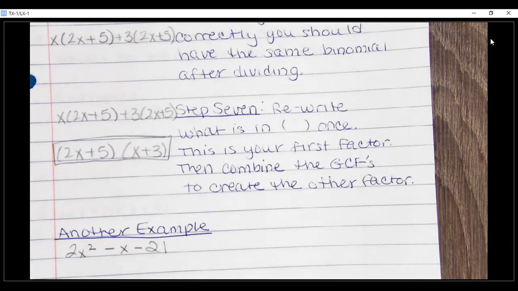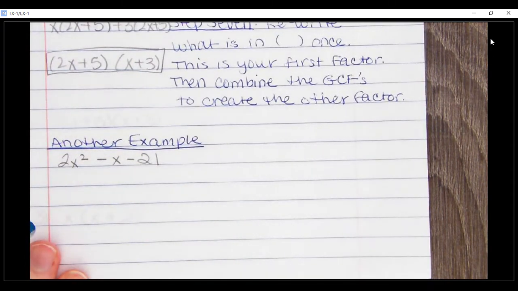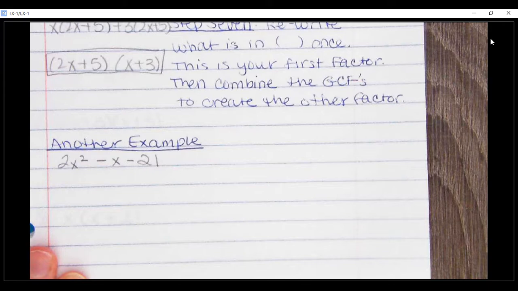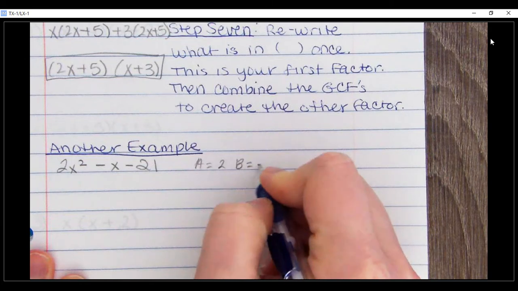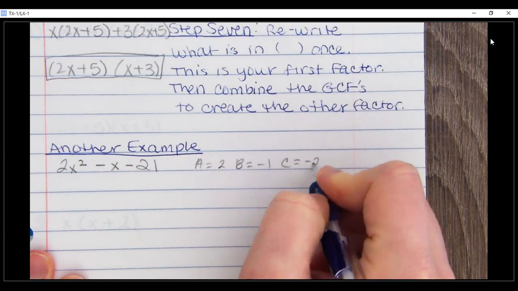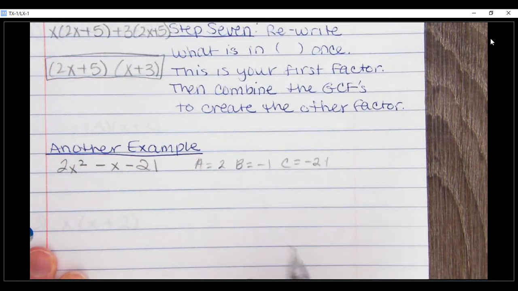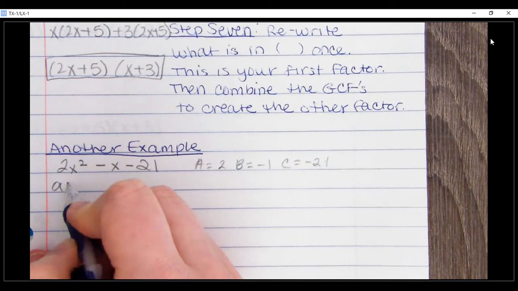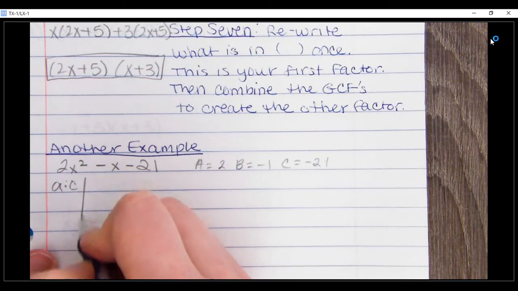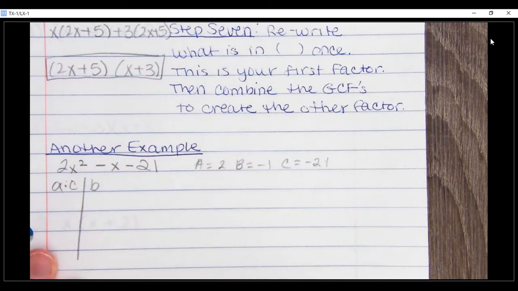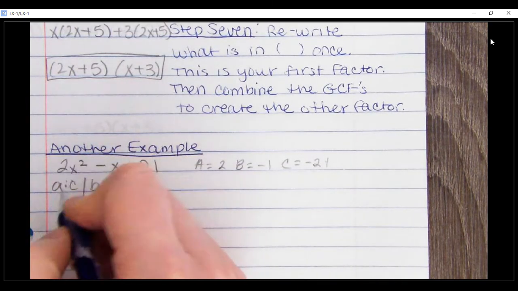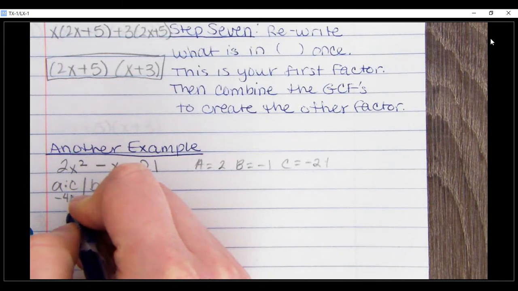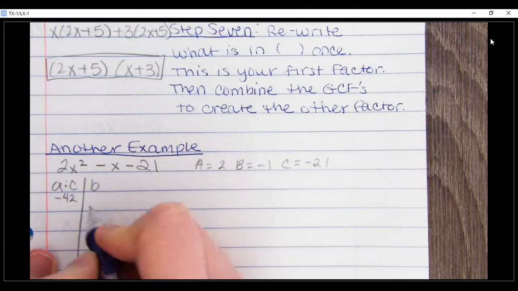So let's take a look at another example. So I have 2x squared minus x minus 21. So I'm going to identify my a, which is 2, my b, which is negative 1, and my c, which is negative 21. Great. So now I'm going to create my table. I need a times c right here, and that has to add up to b. Well, 2 times negative 21 is going to be negative 42. And my b, of course, is negative 1.